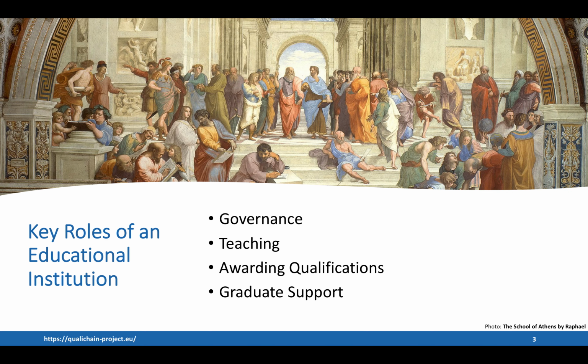The roles of an educational institution can vary depending on the size and types of institutions. Regardless of their nature, however, some roles are common in most institutions. We identified such four key roles that are critical in the operation and management of any educational institution. These are governance, teaching, awarding qualifications, and graduate support.